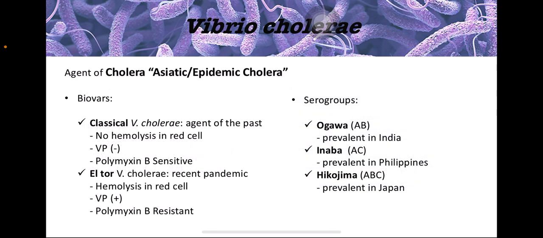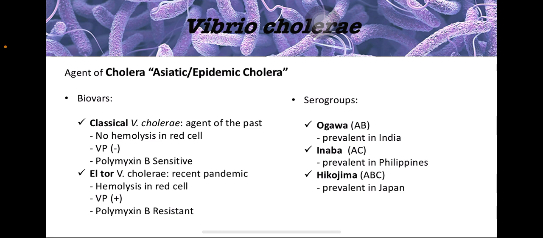Now let's talk about Vibrio cholerae. Vibrio cholerae is the causative agent of Asiatic or epidemic cholera. There are two biovars you must know. We have the classical Vibrio cholerae or the El Tor Vibrio cholerae. Classical Vibrio cholerae is also known as the Vibrio in the old pandemics, while your El Tor Vibrio cholerae is also known as the Vibrio in modern pandemics.